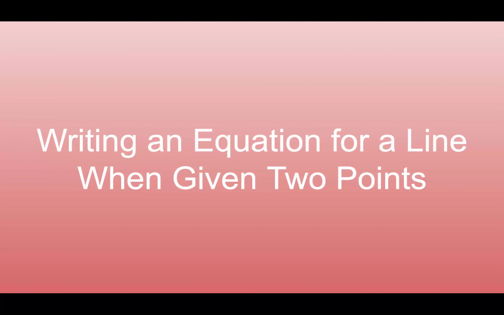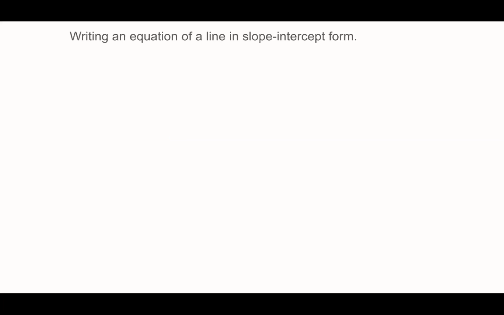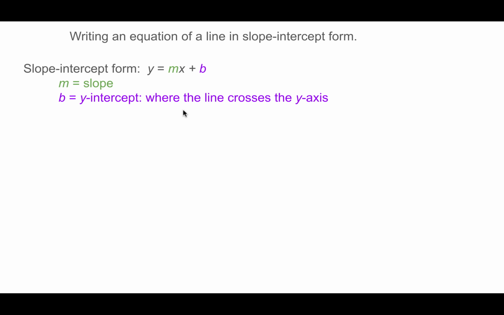Hi, mathletes. Today we're going to write an equation for a line when we're given 2 points. So we're going to write this equation in slope-intercept form. And slope-intercept form looks like this. Y equals mx plus b. The m represents the slope and the b is the y-intercept. And remember, that's where the line crosses the y-axis.